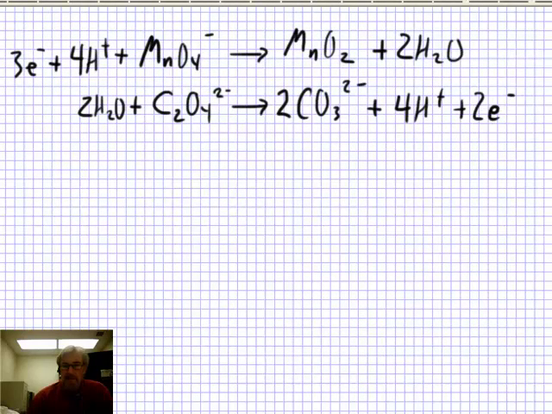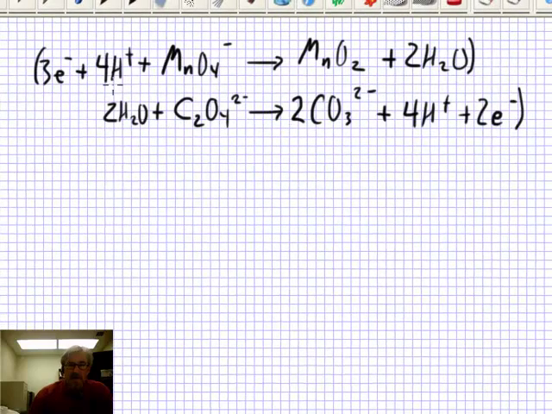Now I'm losing 2 electrons in this oxidation, but I've gained 3 in the reduction on the top half reaction. So in order for these to sum together, the electrons lost and gained have to be the same, so I'm going to multiply the top reaction by 2 to get 6 electrons, and the bottom by 3 to get 6 electrons. Now I can sum these up because the electrons are going to cancel out.